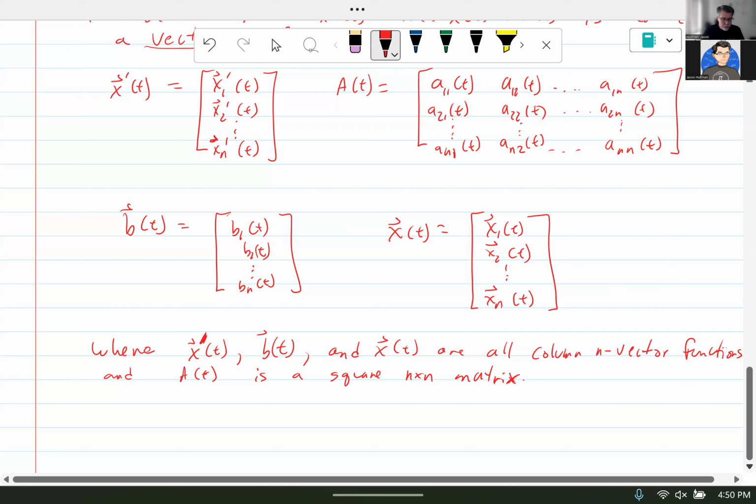Okay, that's section 9.2, which basically sets us up for section 9.3 with all these definitions and the Wronskian. Okay, I'll see you in the next section.